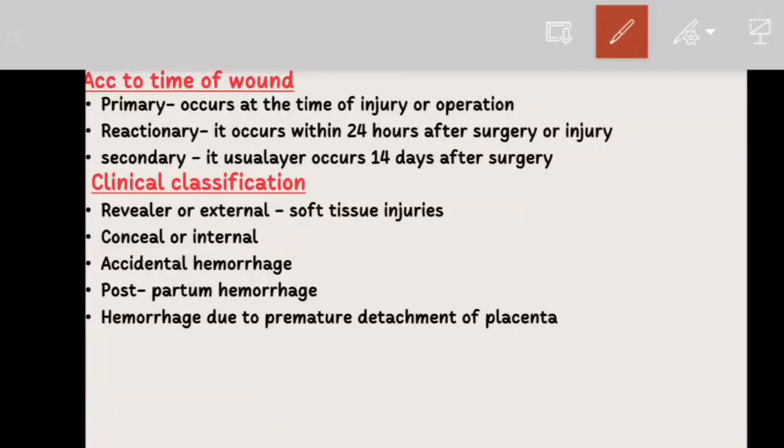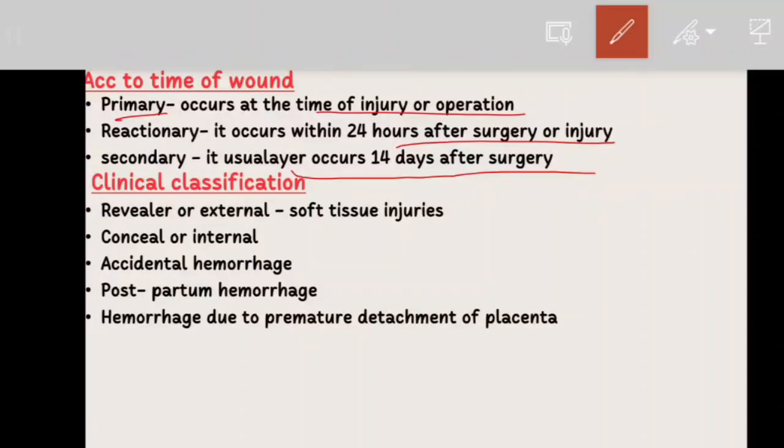Now, according to the time of occurrence, hemorrhage is classified into primary hemorrhage, which occurs at the time of the extraction or surgery. The second one is reactionary hemorrhage, which occurs within 24 hours after the surgery. The third one is secondary hemorrhage, which occurs after 7 to 14 days, usually due to infection. So important for the exam: secondary hemorrhage is commonly due to infection.